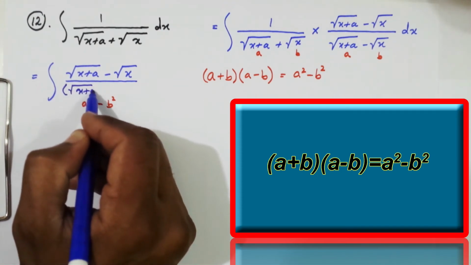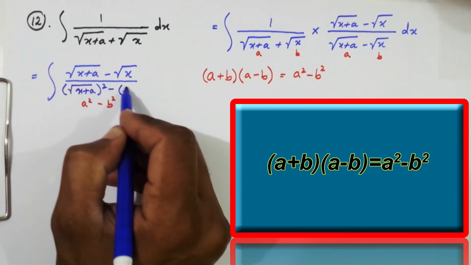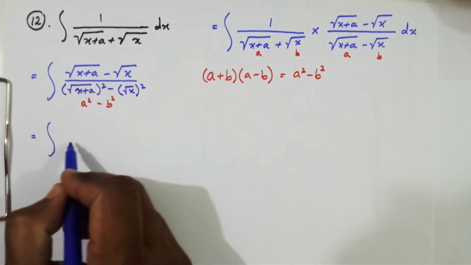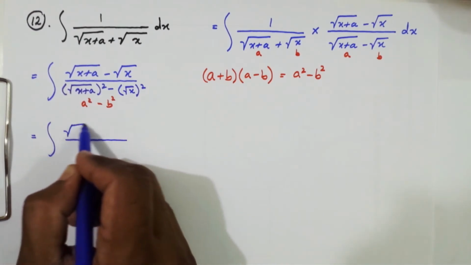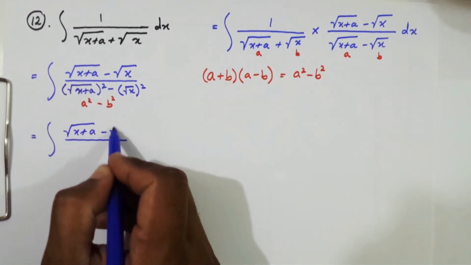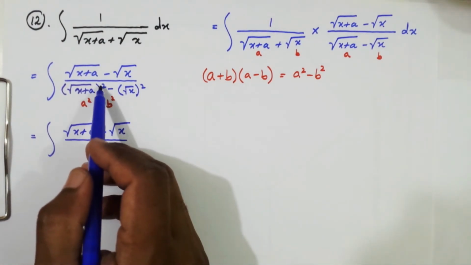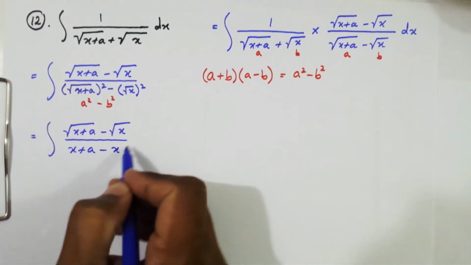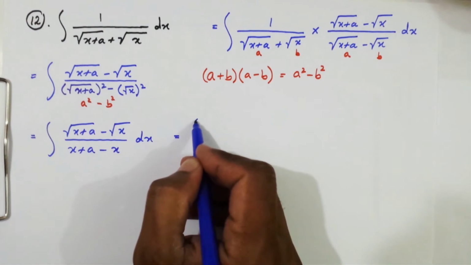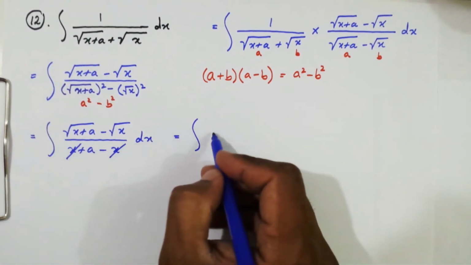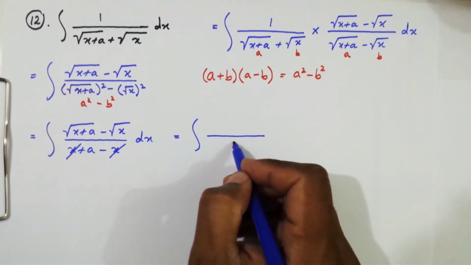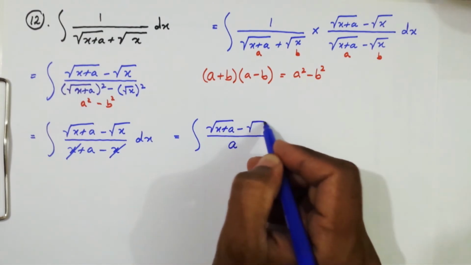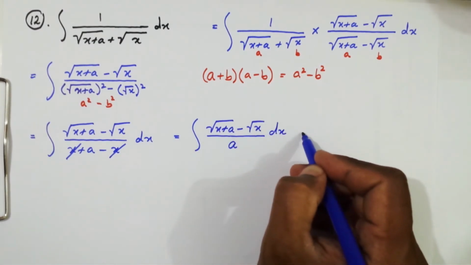A square minus b square. After simplification, we get by cancellation of this radical sign with the power x plus a minus x. In further, these x will cancel. In the denominator, the remaining value is a. As you are looking at, in its denominator there is a constant value a.